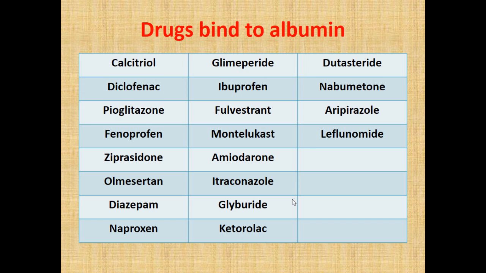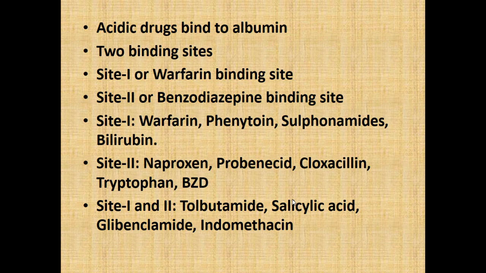Then here we have some examples of drugs binding to albumin. Acidic drugs bind to albumin, and albumin has two binding sites. Site 1 or warfarin binding site, site 2 or benzodiazepine binding site. Phenytoin, sulfonamides, and bilirubin will bind to site 1. Then naproxen, propionic acid, cloxacillin, tryptophan, and benzodiazepines will bind to site 2. Then tolbutamide, salicylic acid, glipizide, indomethacin: these will bind to either site 1 or site 2 depending upon the availability of the site.